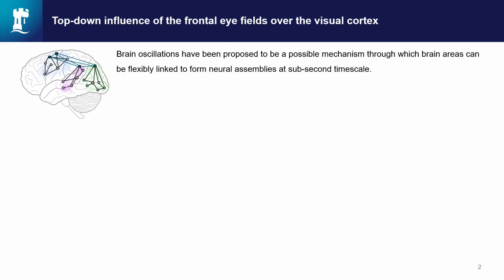So my talk is going to be a little bit different because I was interested in a specific question. So I will move away from methodology and towards cognition a little bit. As you might know already, brain oscillations are being proposed to be a mechanism through which different brain areas can be linked to form a neural assembly very quickly.